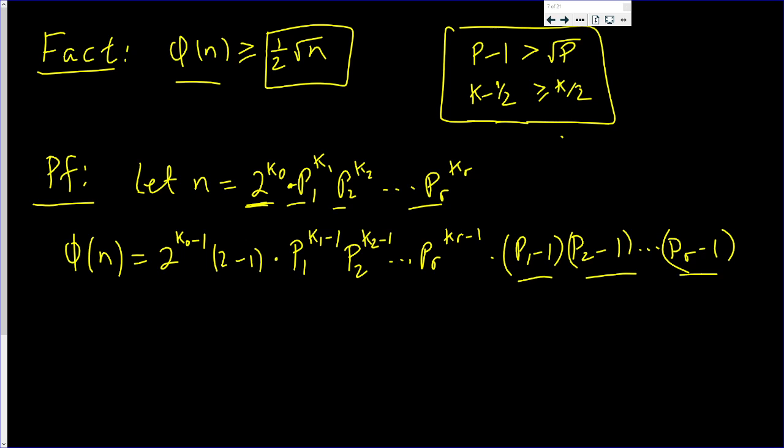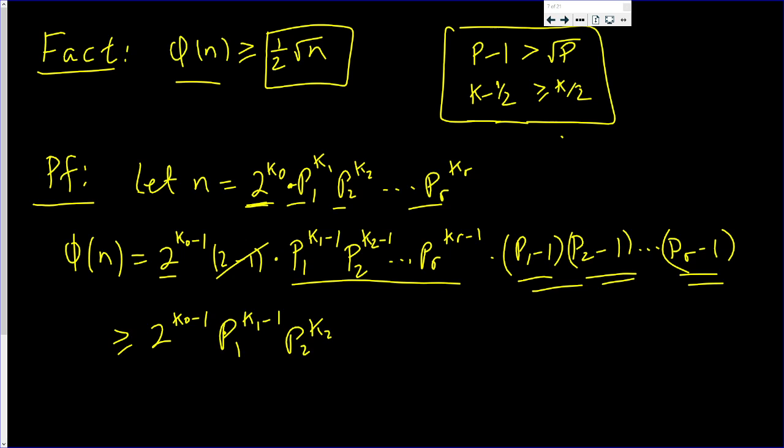But I'm going to put something on the next line greater than those. So it's going to be greater than 2 to the k sub 0 minus 1. Ignore that, it is 1. Times all of this: p1 to the k1 minus 1, p2 to the k2 minus 1, all the way up to pr to the kr minus 1, times, I'm going to put something actually smaller, the square root of p1, the square root of p2, all the way up to the square root of pr.